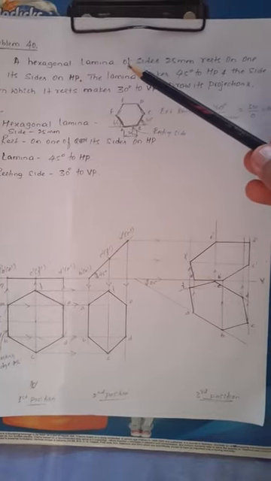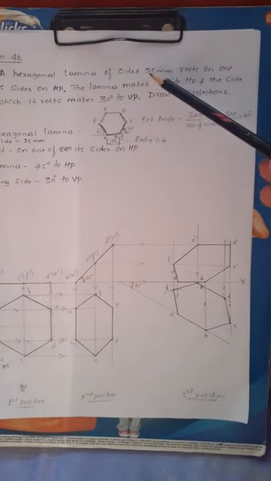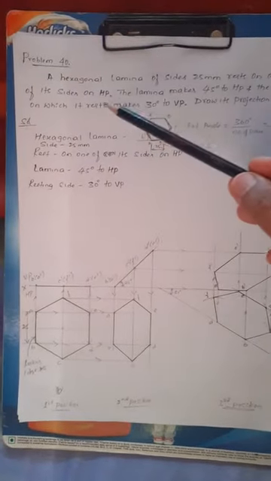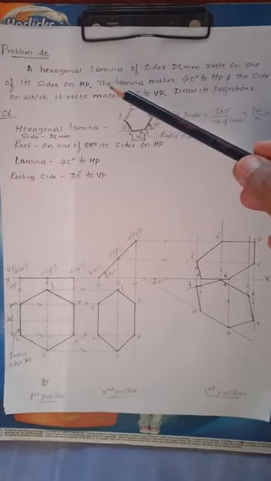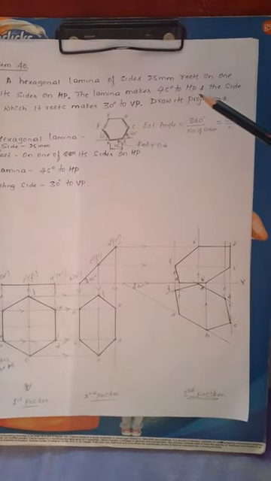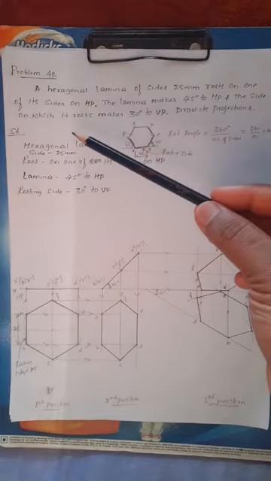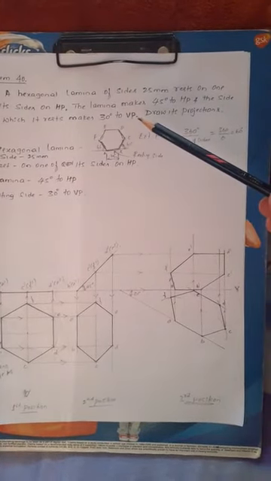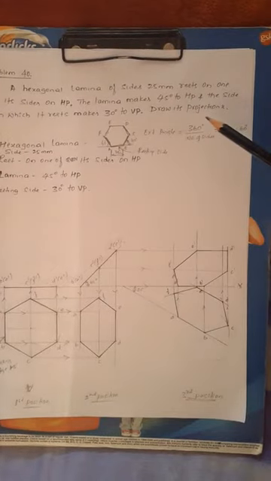Our next problem is problem number 40. A hexagonal lamina of sides 25 mm rests on one of its sides on HP. The lamina makes 45 degrees to HP and the side on which it rests makes 30 degrees to VP. Draw its projections. Read the problem once or twice.